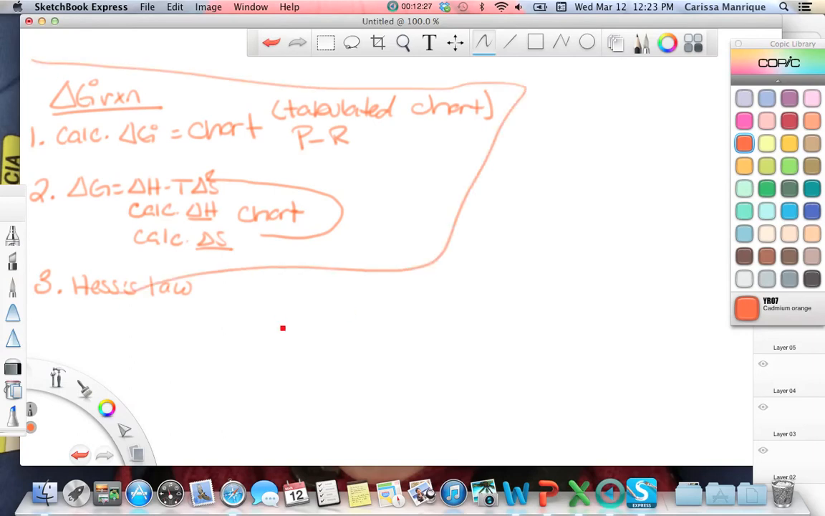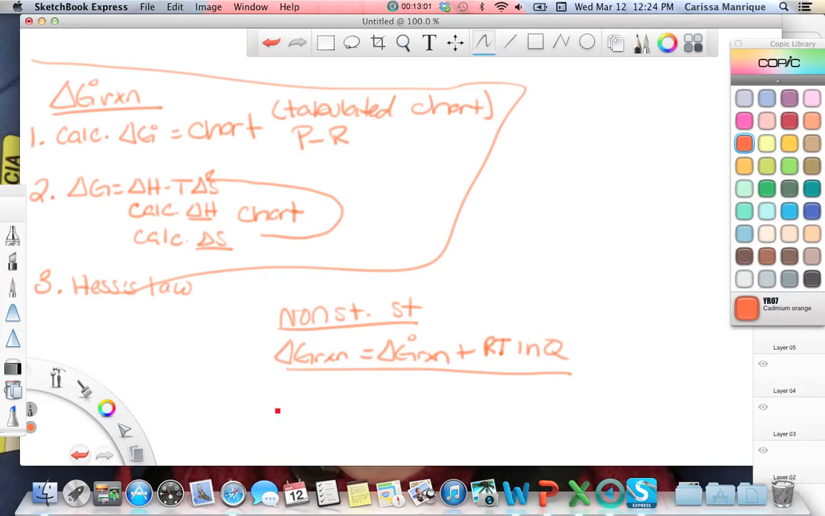If it's at non-standard state, then remember the formula is delta G of the reaction equals delta G of the reaction at standard state, plus RT natural log of Q. Okay, so you would just plug that in there.